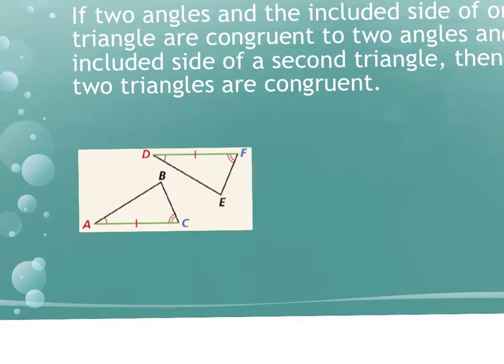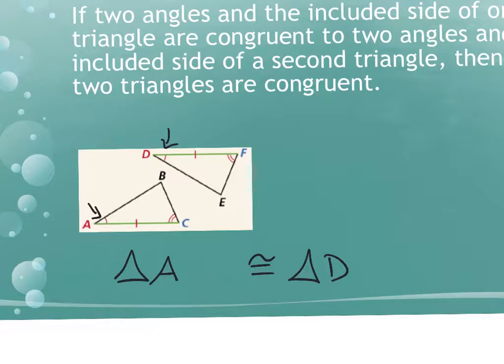So if I were to write a congruency statement for this picture here, I need to match. The order matters. So I'll put the congruency symbol. I'm going to write letter A first. A has one little mark, so I'm going to come over to the other triangle and see where the single mark is, and that's angle D. So notice I put them in the first spot.